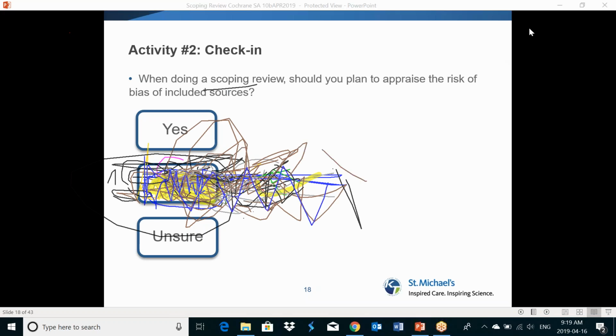Sorry, I don't think people heard me there. So when we're doing a scoping review, you're likely not going to be appraising the risk of bias, depending on your objective. You may have an objective where you want to do this, or maybe your knowledge users or decision makers want you to, but in general, we don't conduct a risk of bias appraisal.